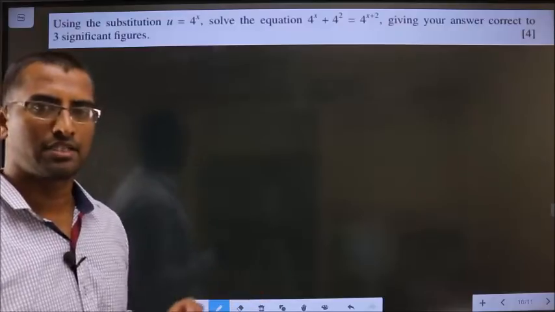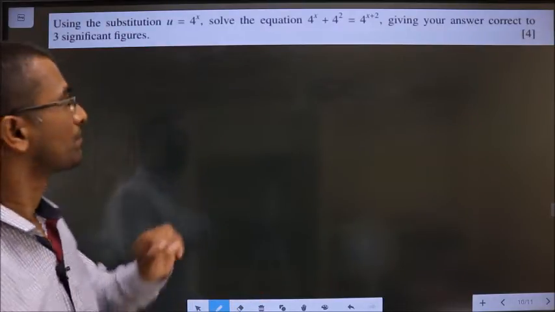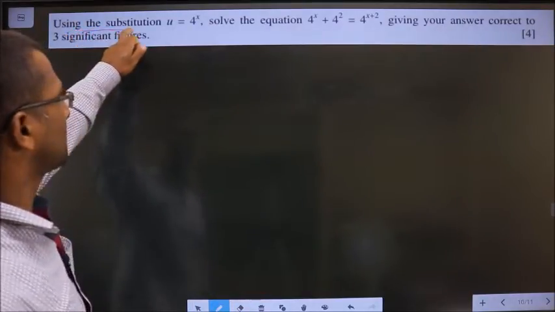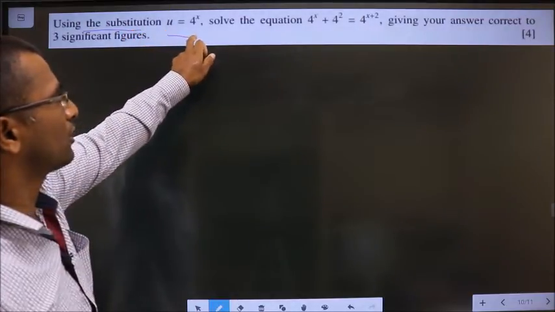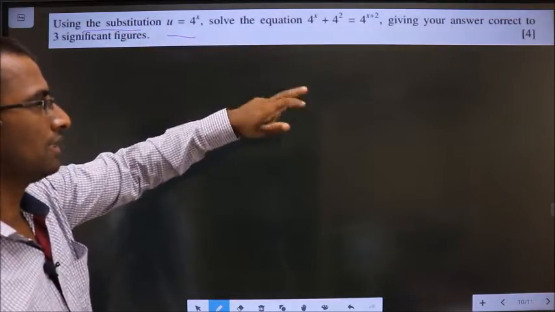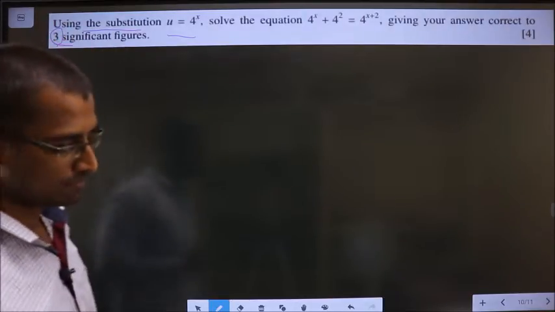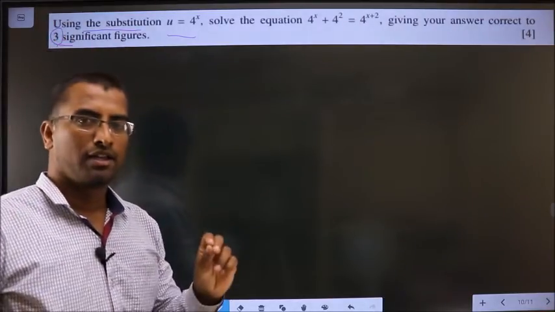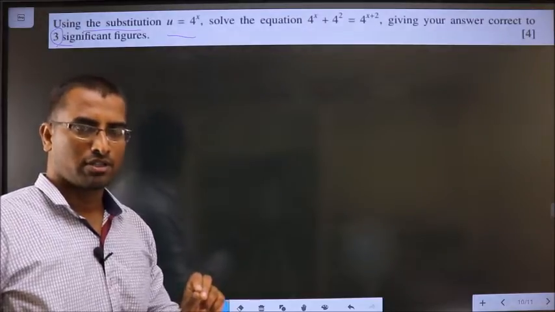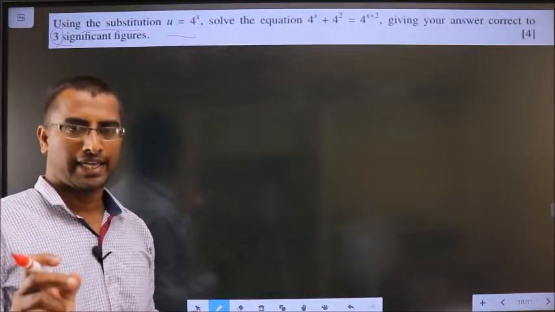Let us solve this logarithm sum. Using the substitution u equal to 4 power x, solve the equation giving your answer correct to 3 significant figures. They told us to solve, so we need to find the value of x.